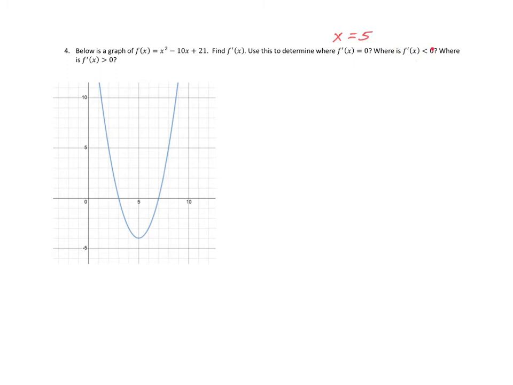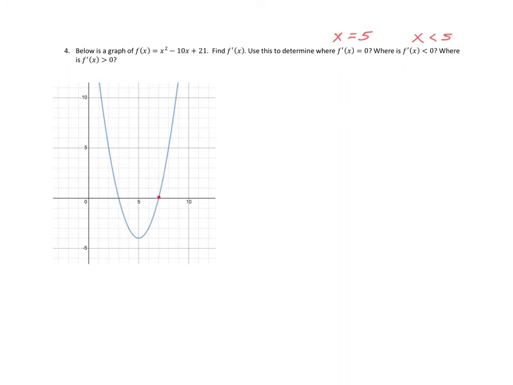Also, I know where the derivative is negative. That's wherever your function is decreasing. If your function's moving downward, you're basically saying it has a negative slope. And the slope is determined by your derivative. So I know the answer to this part would have to be, well, the derivative is negative when we are less than 5. Likewise, here the function is increasing.